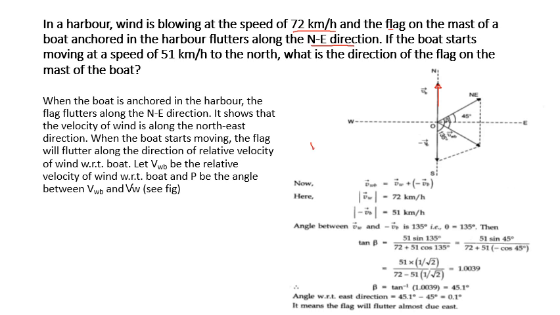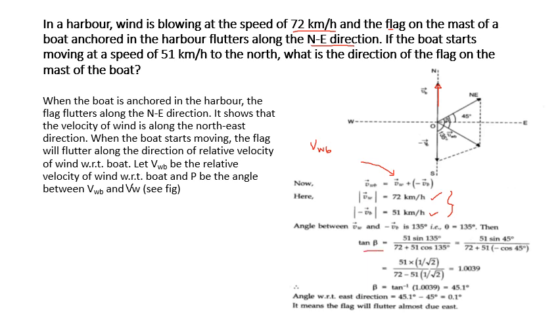Now, we have to calculate the relative velocity of the wind with respect to the boat. So what is the formula? VW, the velocity of the wind minus the velocity of the boat. Wind speed is given in the question as 72 km per hour and the velocity of the boat is 51 kilometers per hour. So subtract, and you can find the magnitude of the relative velocity. But it is not the question. Actually, you have to find out the direction of the flag, so no need to calculate the magnitude here. Directly we will go to the direction.